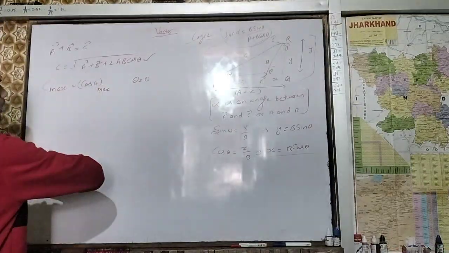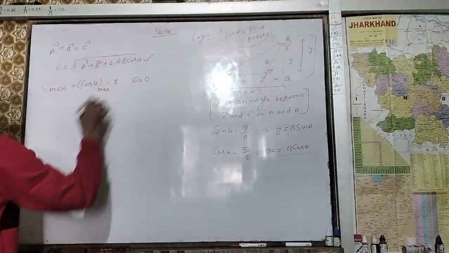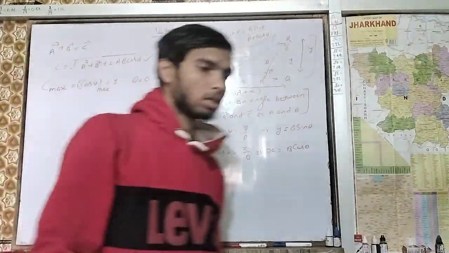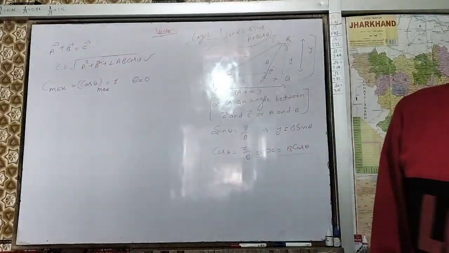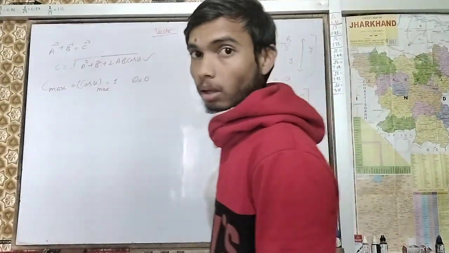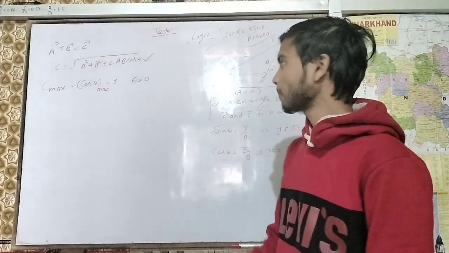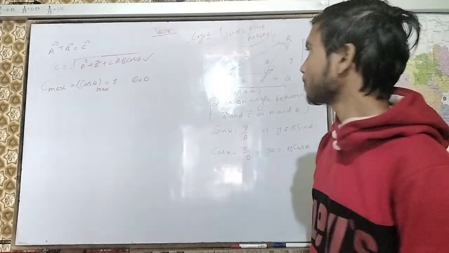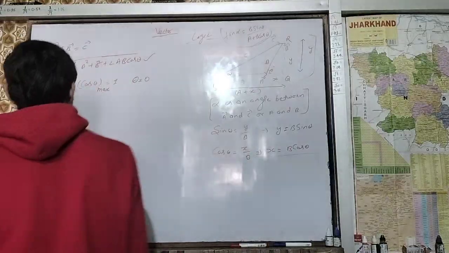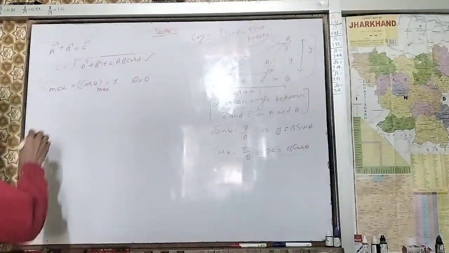We are getting the maximum value. So this will be equal to 1 when theta is equal to 0. Okay, when theta is 0, we will get the maximum value of C, which will be 1. Now let's see the logic behind it.